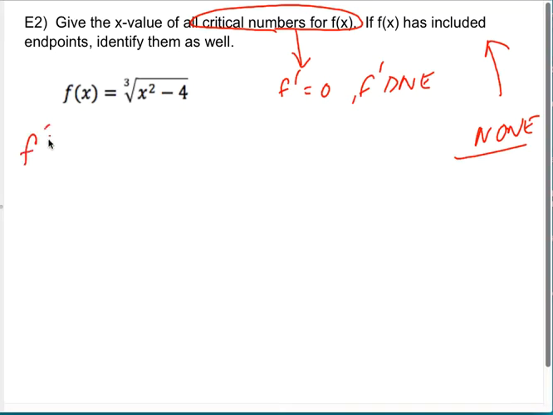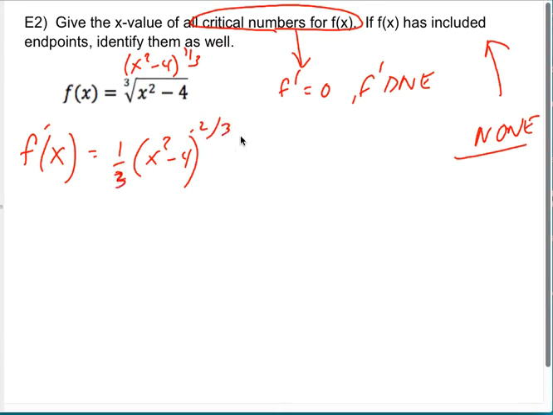So I go ahead and find f prime of x. Now remember that this is actually an x squared minus 4 to the 1/3. So I'm going to get that this is 1/3 x squared minus 4 to the -2/3, times the derivative of the inside, which will be a 2x. So I get that this looks like this.